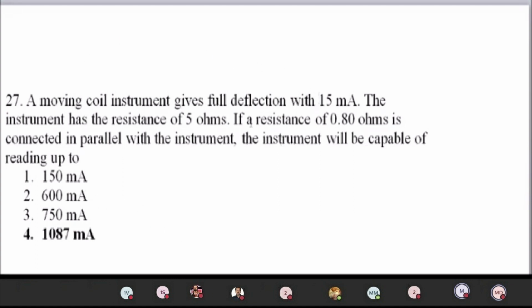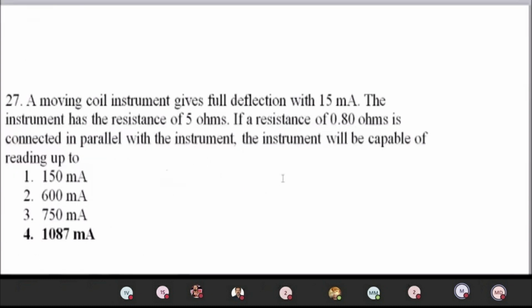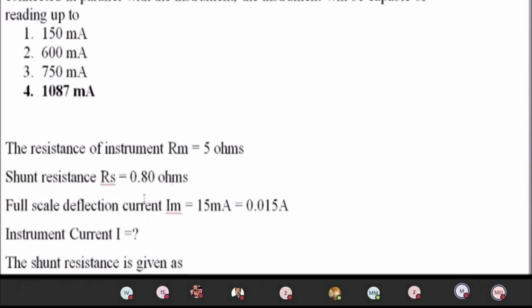Here the meter current is given, resistance is given, and an extra resistance has been connected in parallel with the instrument, will be capable of reading up to. If it is connected in parallel, it is definitely a shunt meter. Okay, our meter resistance is 5, shunt resistance is 0.8, that is parallel. Full scale deflection, that is meter current, is 15.